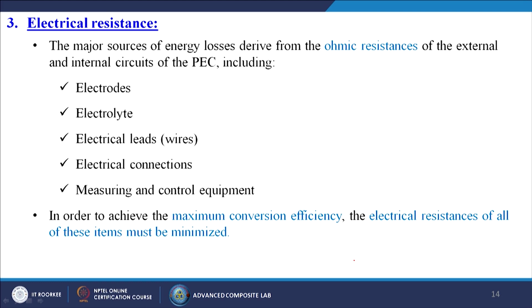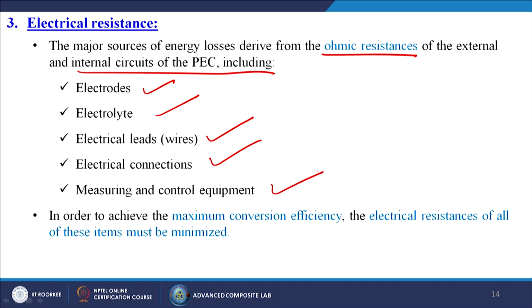Next one is called the electrical resistance. The major source of energy losses derives from the ohmic resistance of the external and internal circuits of the PEC, including electrodes, electrolyte, electrical leads or the wires, electrical connections, and measuring and control equipment. In order to achieve the maximum conversion efficiency, the electrical resistances of all of these items must be minimized. So, that is the prime consideration over here.